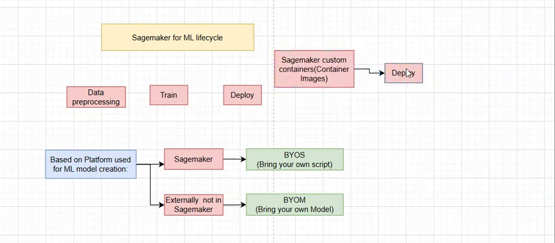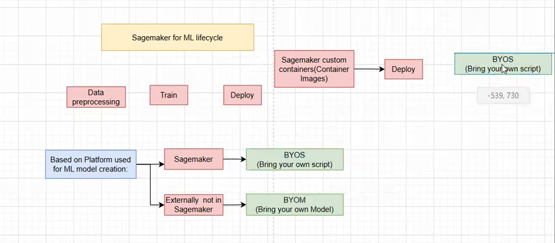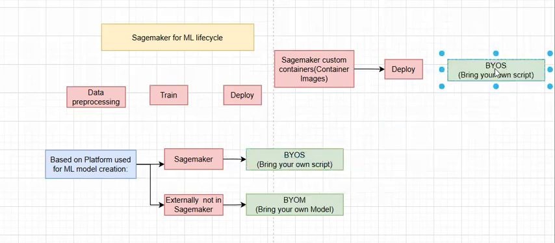We will save our own image in our ECR repository. ECR is a service in AWS where you can store and manage your container images and use them for further deployment. In that case, we call this type of deployment BYOC. Since you are creating your own container here, it is bring your own container.